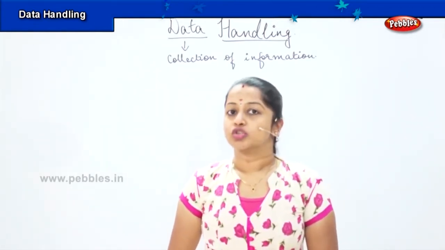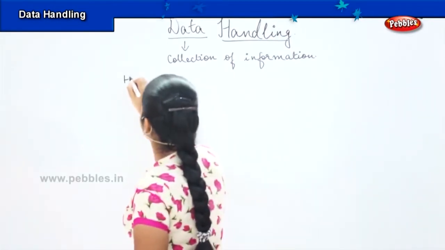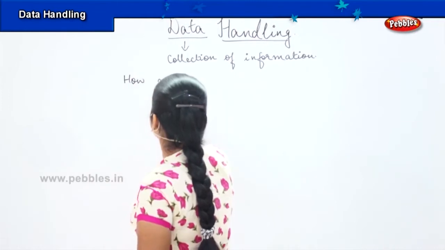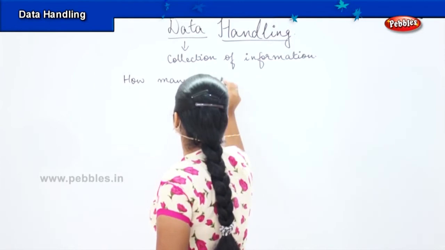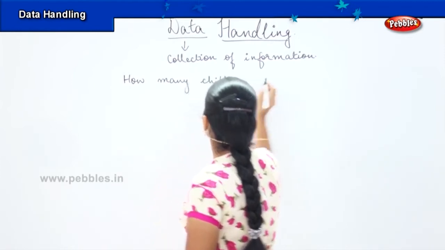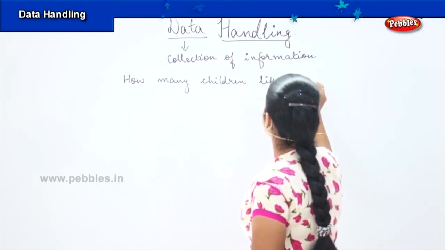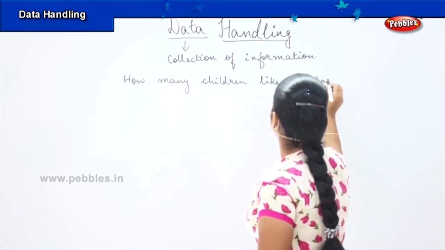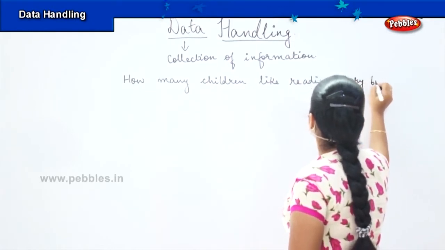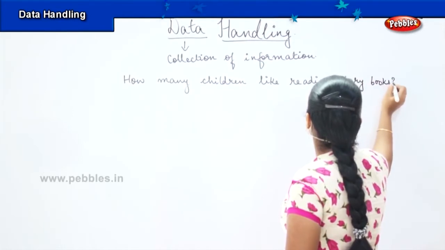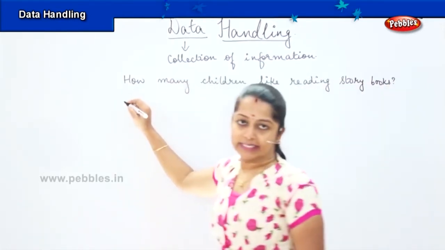Okay, so to make it more clear, say for example now I want to know how many children like reading storybooks. Okay, so now this is the information which I want to collect. So what's the first step I will do? I will collect the data.